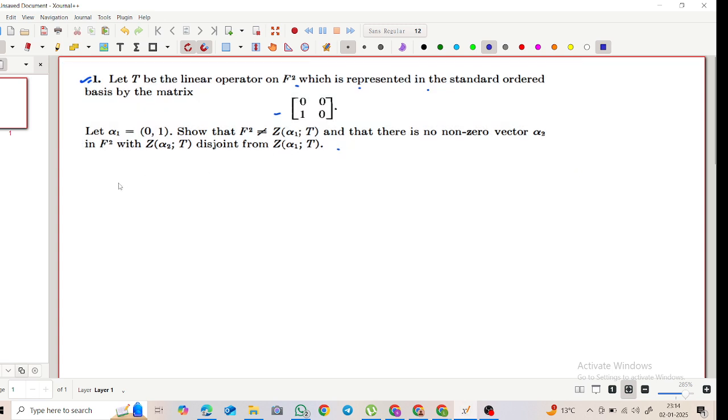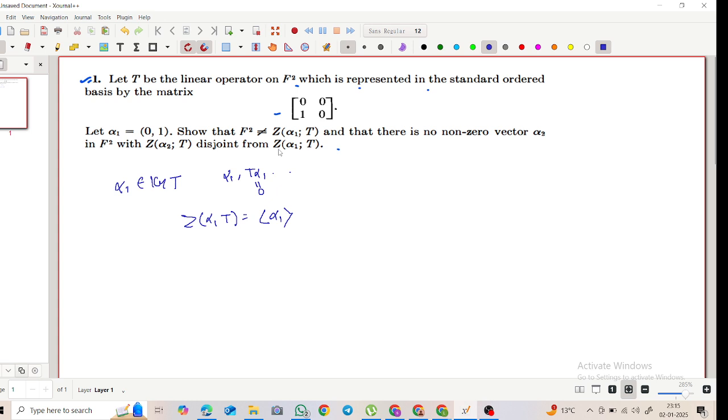So this is in the kernel, right? This thing is in the kernel. I mean, this f square thing, alpha 1, is in the kernel. I will call it, let alpha 1, I mean, t alpha 1 belongs to kernel of t. So clearly, t alpha 1 is 0. So z alpha 1 t is basically nothing but alpha 1. So this is not f2.